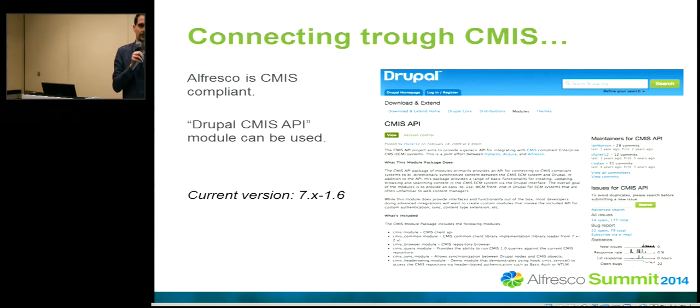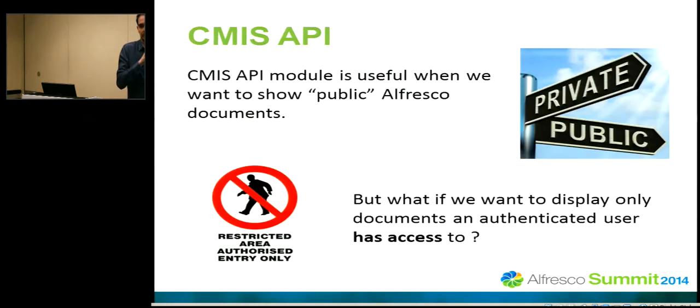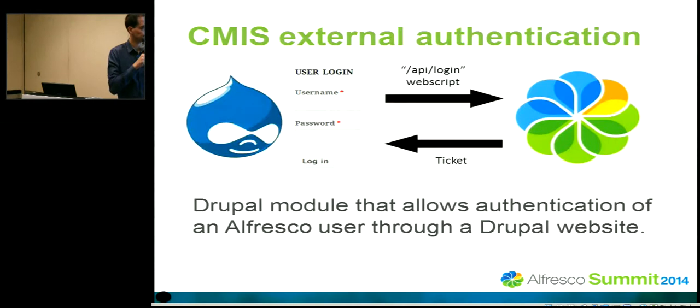The module is good, but when I tested, I was quickly frustrated by a problem. This is about authentication. You can only set up a single user on the module, a single Alfresco user for the CMS connection. And that means that it's good if you want to show public documents or non-sensitive documents. But what I wanted to do was to be connected on my Drupal website as Cristophe and be recognized in Alfresco as Cristophe and only see the document I was authorized to see.